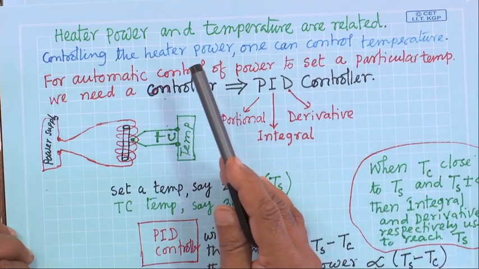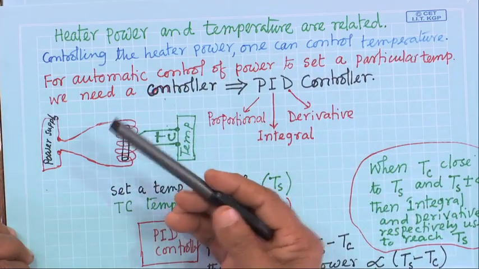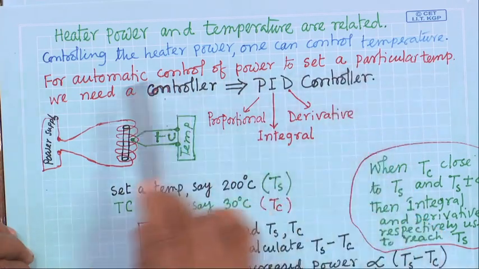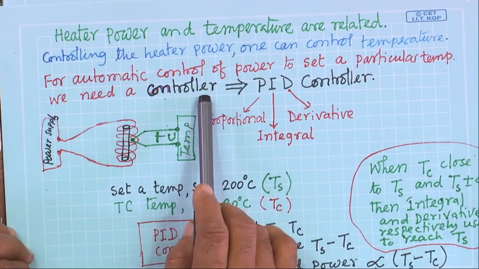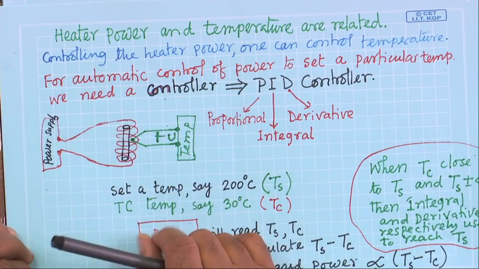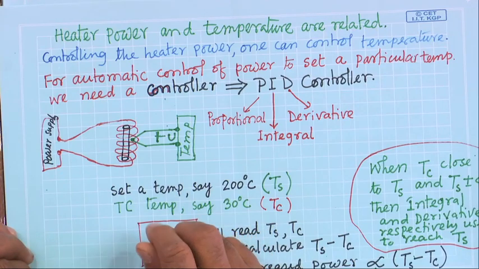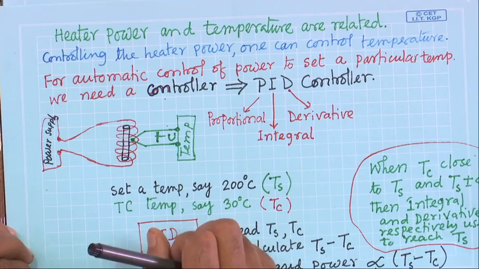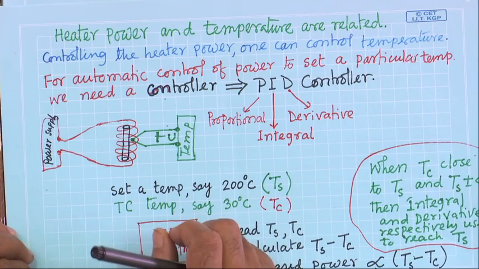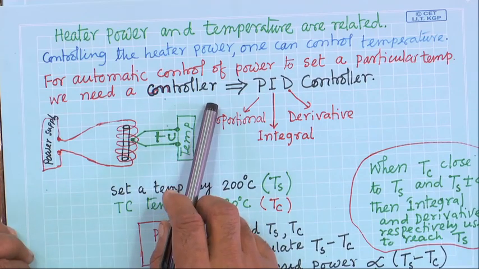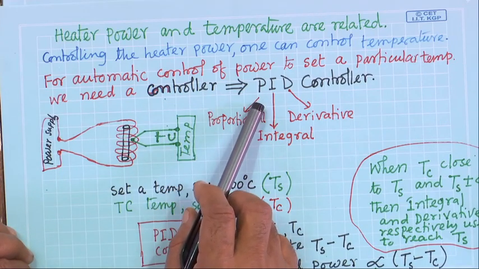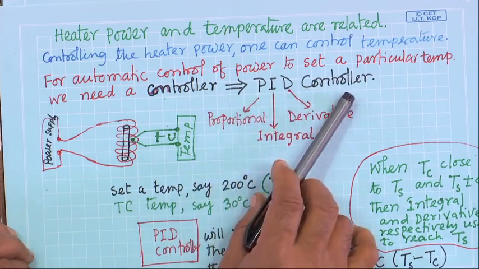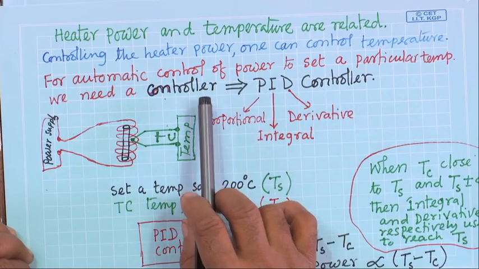It is possible to have automatic control. For automatic control of power, to set a particular temperature, we need a controller. Manually you can control, but instead of manual control, automatic control is possible. This controller is generally commercially available in the market, and it's called a PID controller.